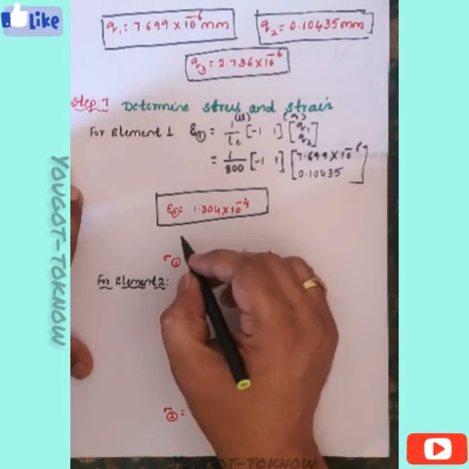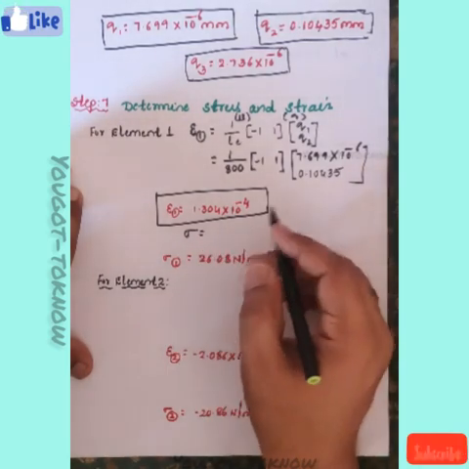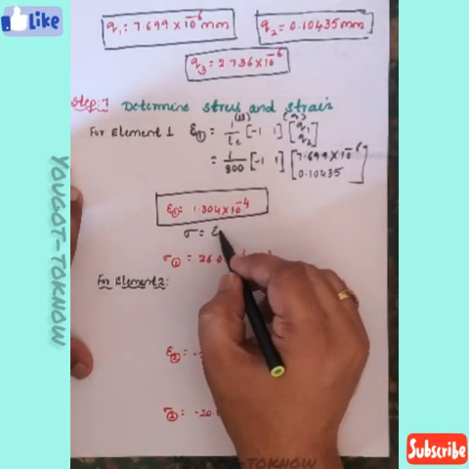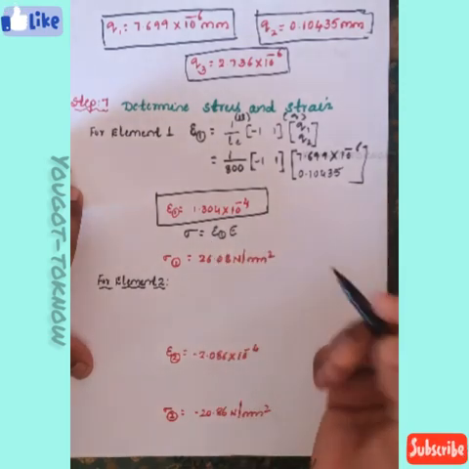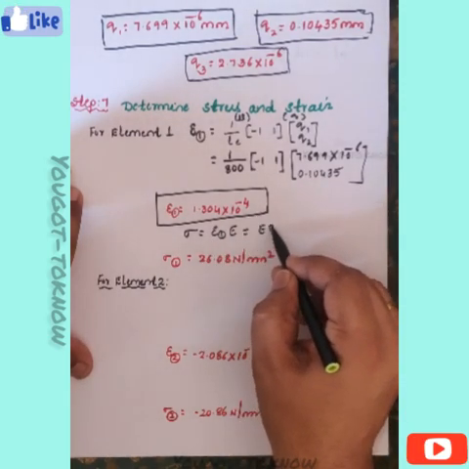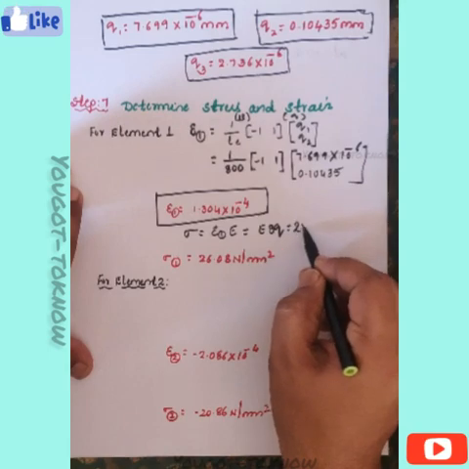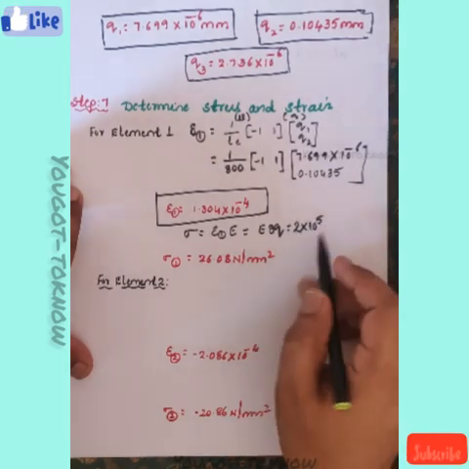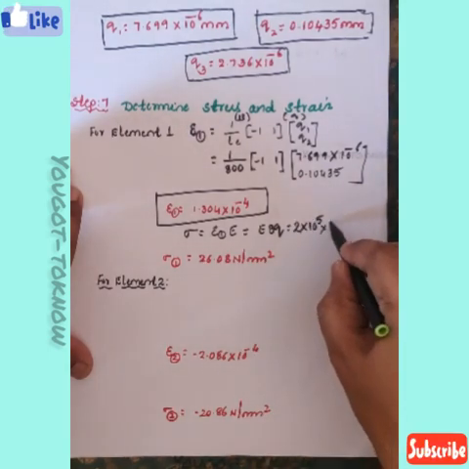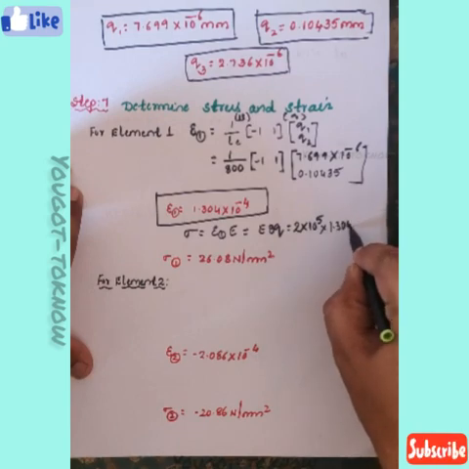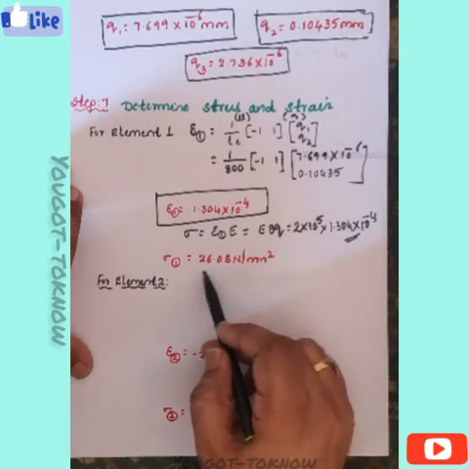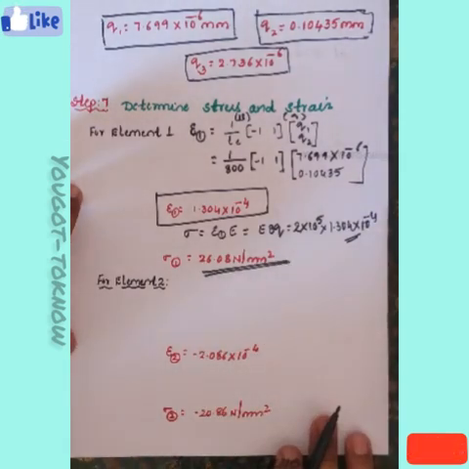Now, how to calculate your stress? Just repeat it. Sigma equals epsilon 1 into E, or E into epsilon 1. That is nothing but EBQ. Already we know what E is: 2 into 10 power 5, because it is steel material, first element, into 1.304 into 10 power minus 4. You are going to get the answer 26.08 Newton per millimeter square as the stress.